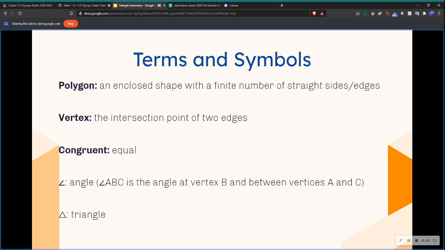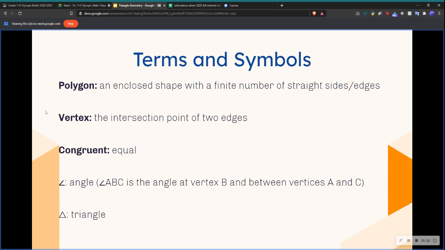A circle is a polygon, but it's considered like infinite straight sides. If you're curious, infinite edges. It's not just one curved edge. It's infinite straight edges combined together, so it looks curved. We're not going to talk about circles in today's lesson. Probably do it in a later lesson.